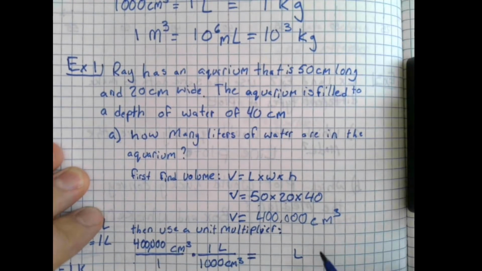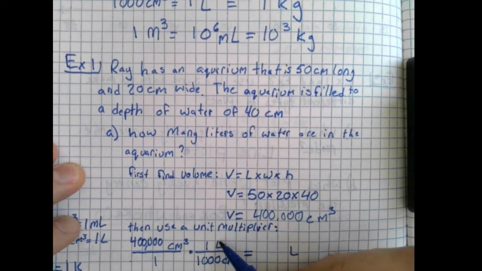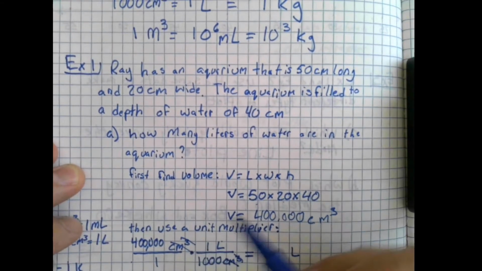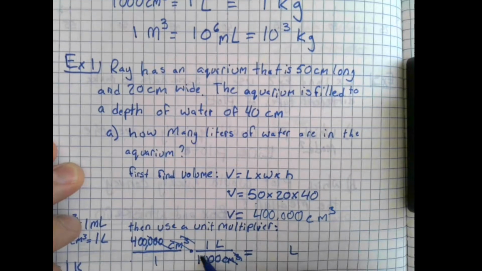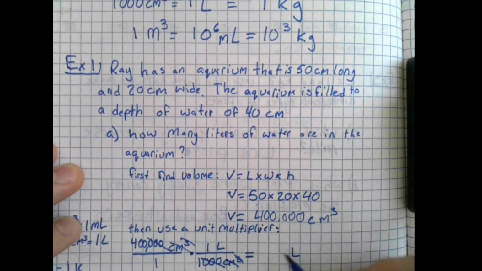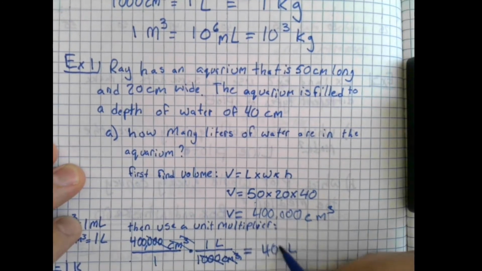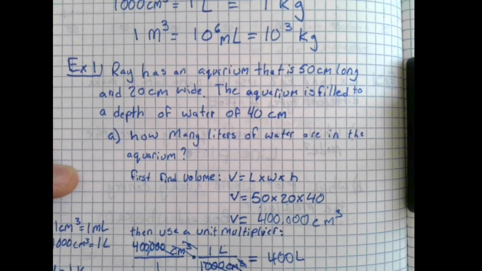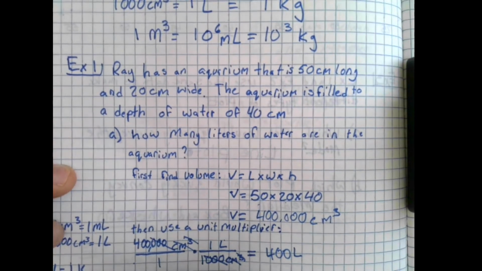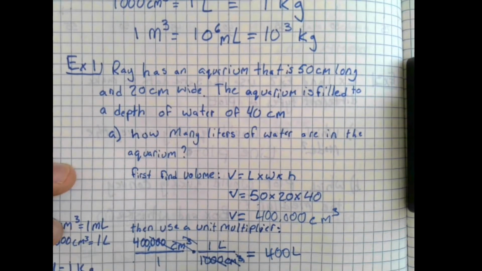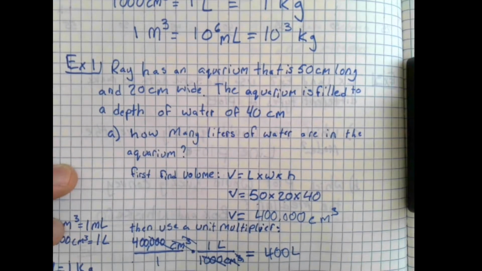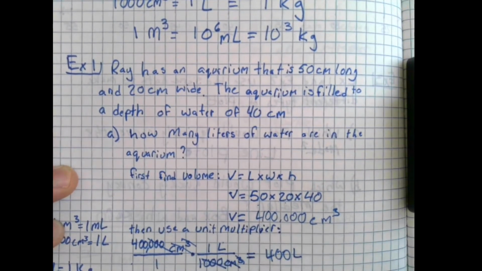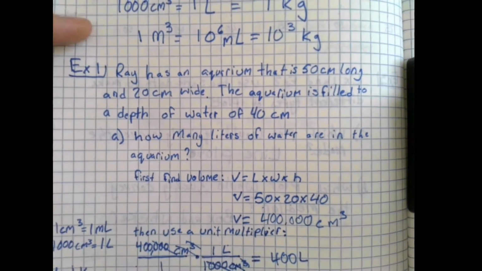So if we have 400,000 centimeters cubed, we can multiply by 1 liter over 1,000 centimeters cubed and get 400 times 1 liter, which is 400 liters. Well, what is the mass of the water? We'd find the mass of the water by saying that 1 liter equals 1 kilogram. So if we have 400 liters times a kilogram over a liter, we can cancel out the liters, leaving us with 400 kilograms. That's example 1.